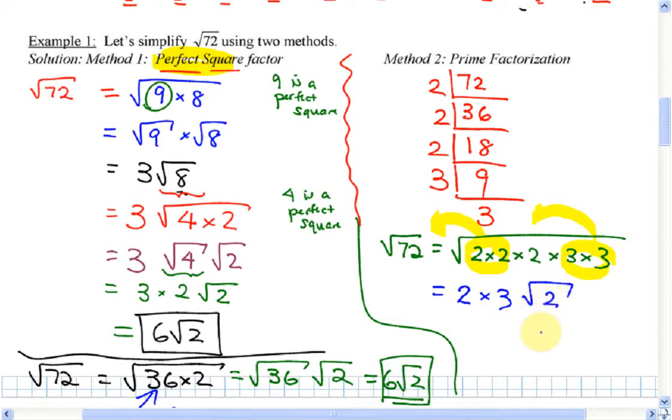What's two times three? Same answer, 6 root 2. So in essence, do you see how this over here, 2 times 3 times 2, was the same thing over here, 3 times 2 times root 2? Same answer.